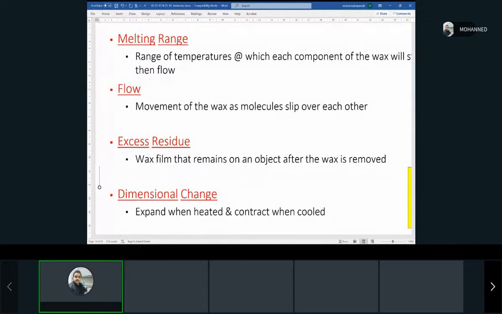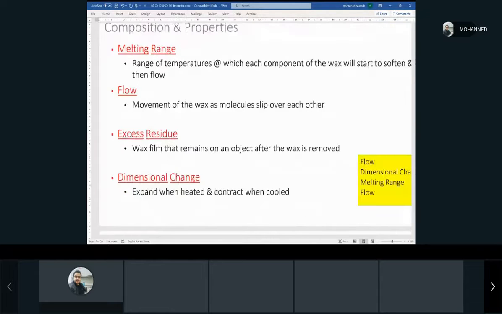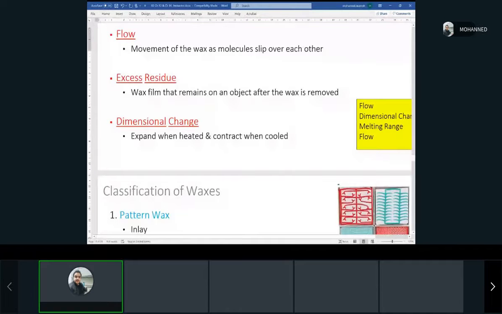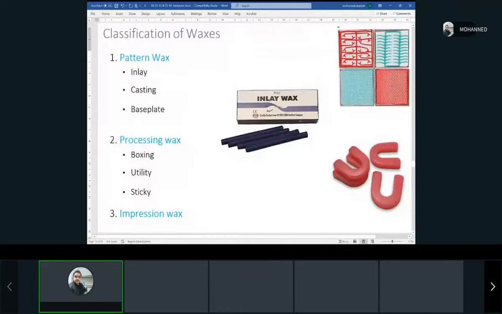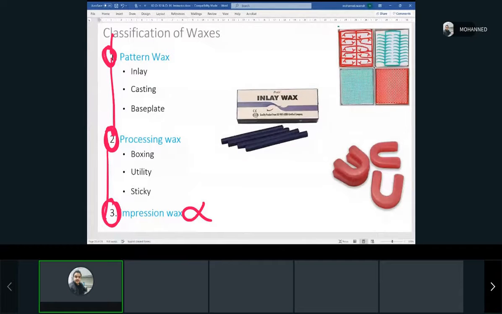We got that? Okay. So now we'll talk about the classification of waxes, and then we're going to talk about each one of them. So technically we have three classifications. We have pattern wax, we have processing wax, and then we have impression wax. Impression wax is not used anymore, right? We don't use wax to take impressions anymore. We use alginate, we use polyvinyl siloxane, and all of that.